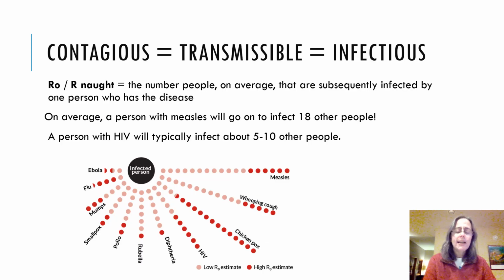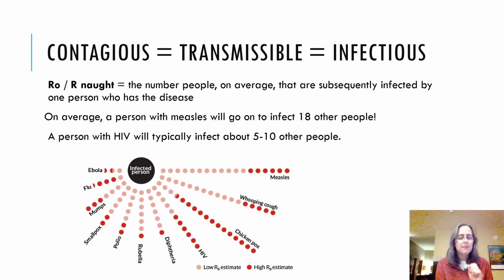So before we get into the nitty-gritty here, I also want to clear up the fact that contagious is the same thing as transmissible, is the same thing as infectious. Those words will often be used interchangeably. I do want to point out that the word infectious means contagious, and it is different from the word infected. You can be infected with something and possibly not be very contagious, right? Those are two different things.